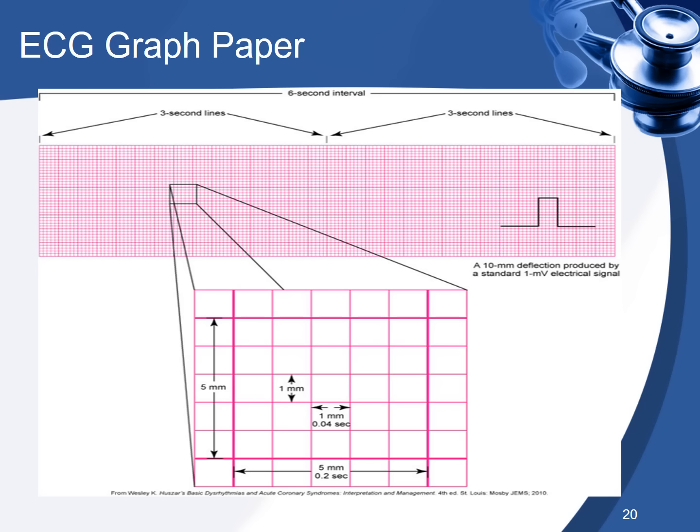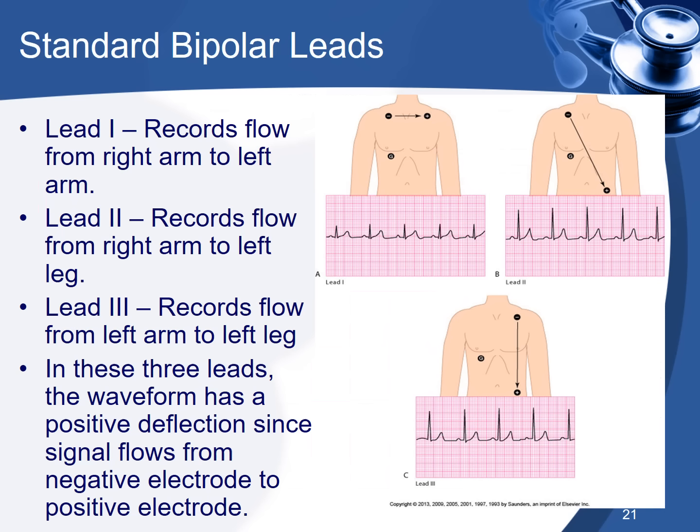If you're measuring the height, it's 1 millimeter. So each big box is 5 millimeters. So it basically gives you an ability to measure. And when we look at some of the blocks or some of the differences in communication between the atrium and the ventricle, measurements will come into effect. And this is just for you kind of to remember what they will look like.